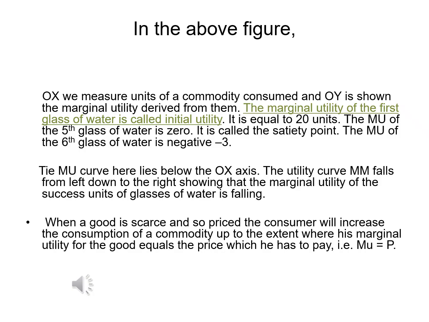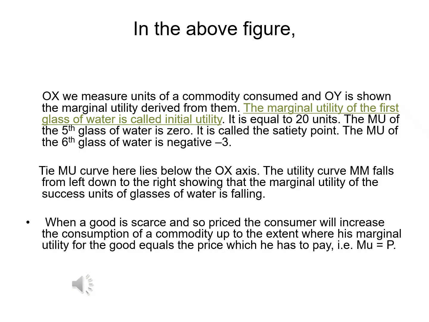The person may feel heavy, uncomfortable, or even sick. Consequently, total utility begins to decline. This explains why the marginal utility curve lies below the horizontal axis after the satiety point. The graph therefore illustrates three distinct stages of consumption.